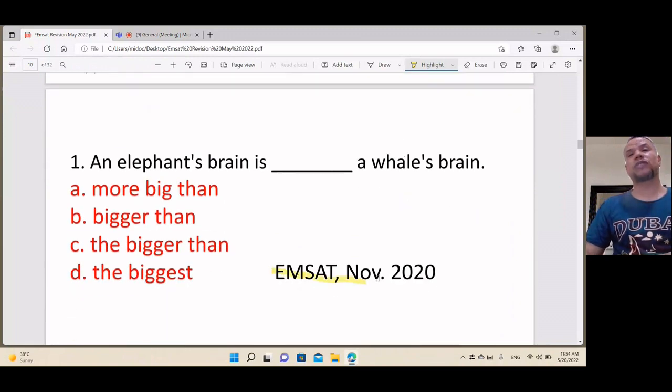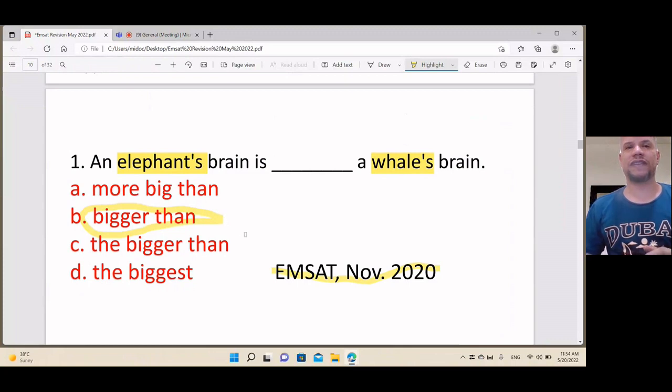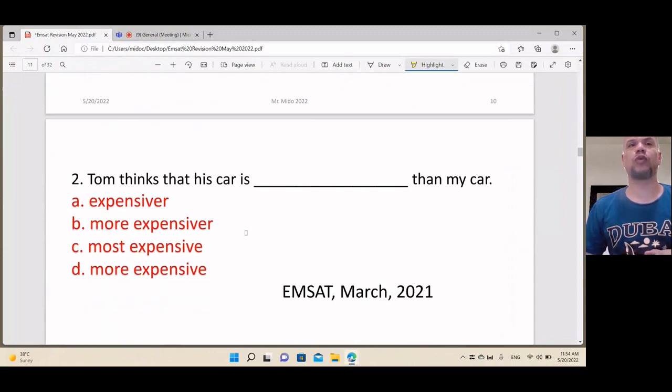A real question from EmSAT November 2020: an elephant's brain is blank a whale's brain. An elephant's brain. So how many things do we have in the sentence? Two. We have an elephant, we have a whale. So it's surely a comparison. When you do a comparison, you should use than. So the answer is bigger than. Yes, perfect. So an elephant's brain is bigger than a whale's brain. Okay, that's perfect.